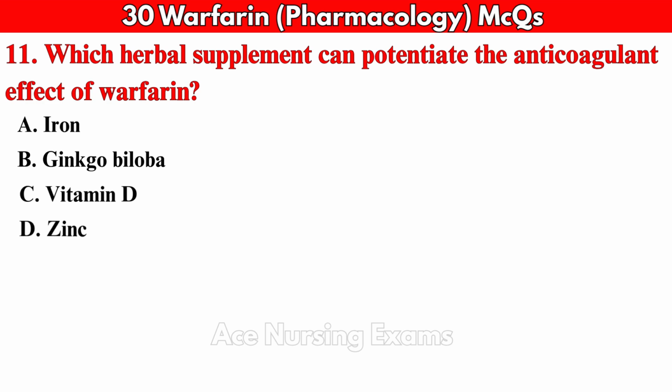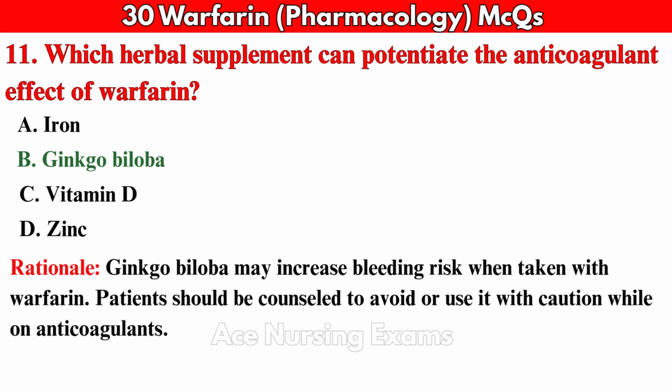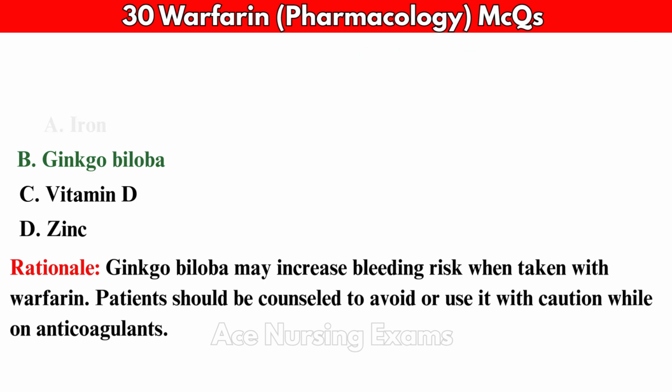Which herbal supplement can potentiate the anticoagulant effect of warfarin? A. Iron. B. Ginkgo biloba. C. Vitamin D. Or D. Zinc. Correct answer B. Ginkgo biloba. Ginkgo biloba may increase bleeding risk when taken with warfarin. Patients should be counseled to avoid or use it with caution while on anticoagulants.